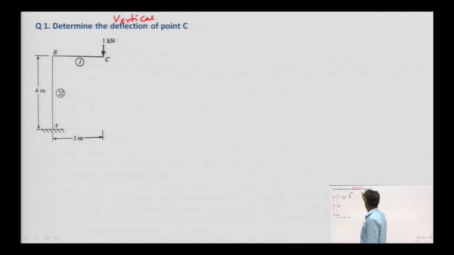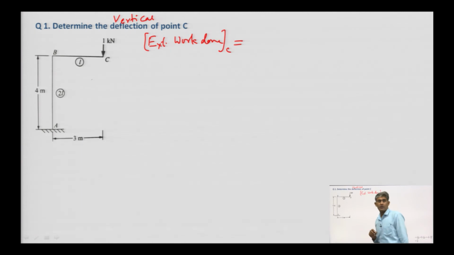So, the first step is the external work done under the load, the external work done at point C. What will be the value of the external work done? It is half into load, the load is 1, and the deformation is delta C. So, it is 0.5 delta C. This is the value of the external work done.